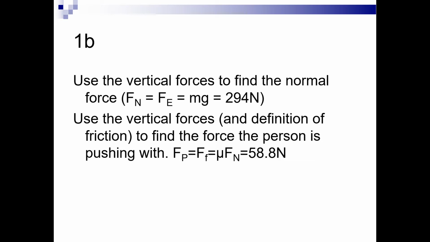So the idea here is, because it's going at a constant speed, the push to the right equals the friction force to the left. And we know the definition of friction is just mu times the normal force. We found the normal force, so the push that person has to do is 58.8 newtons. If you pushed with less than 58.8 newtons, it would start having a negative acceleration, which means it would slow down since it was moving to the right. If you pushed with more than 58.8 newtons, you would start to accelerate to the right, a positive acceleration in this case.